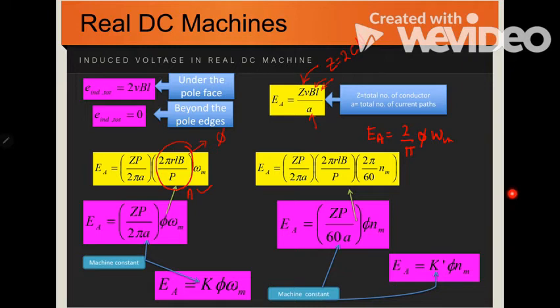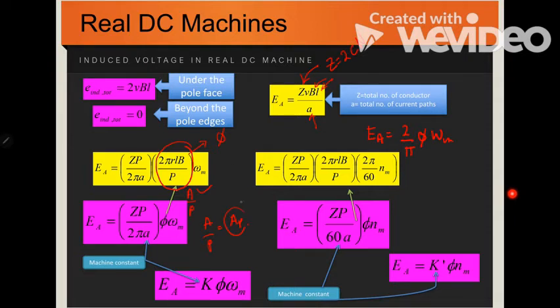So 2 pi RL is the whole surface area of a cylindrical surface of a rotor, and then you divide by P, which is the number of poles. So A over P is actually AP. Okay, so surface area per pole. So if you have 2 poles, then you will divide 2 pi RL over 2, which gives you pi RL, which is the surface area of AP.